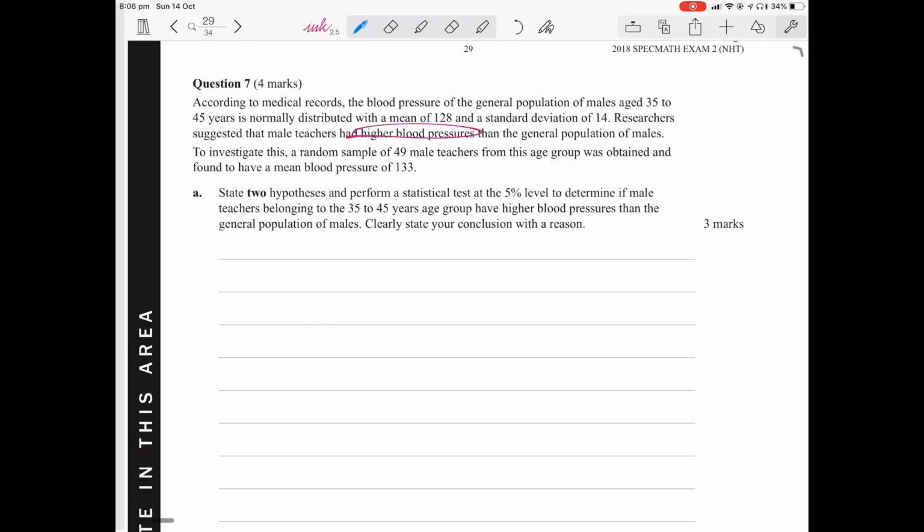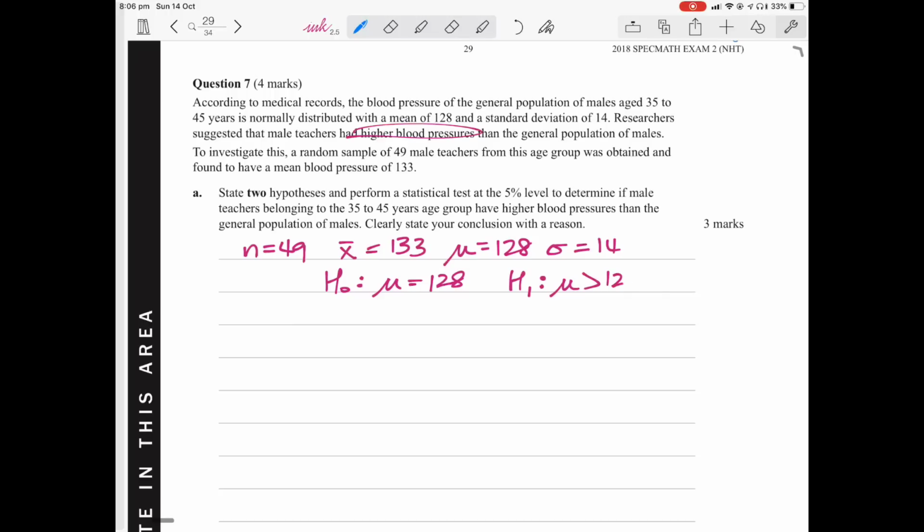49 males, so n is 49. X bar is 133. Mu is 128. Sigma is 14. State the two hypotheses at 5% level. Okay, so our H0 is that the mean is 128, and our H1 is that teachers have higher blood pressure, which is greater than 128.